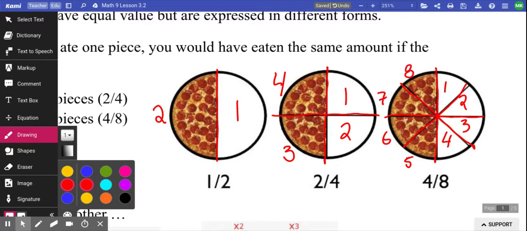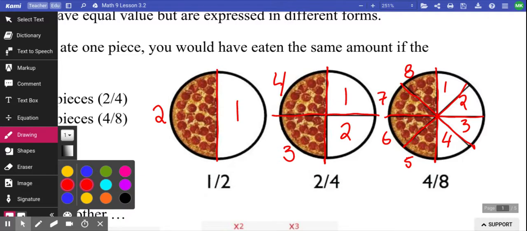And despite the pizza being broken up into all these different slices, how much pizza do you have in all 3 of those pictures? You have half a pizza in all those pictures, right? Look at them. I have half the pizza, I have half the pizza, I have half the pizza. The number of slices it was broken up into changed, but the total amount of pizza you had in each one actually didn't change. It always ended up as being half the pizza.